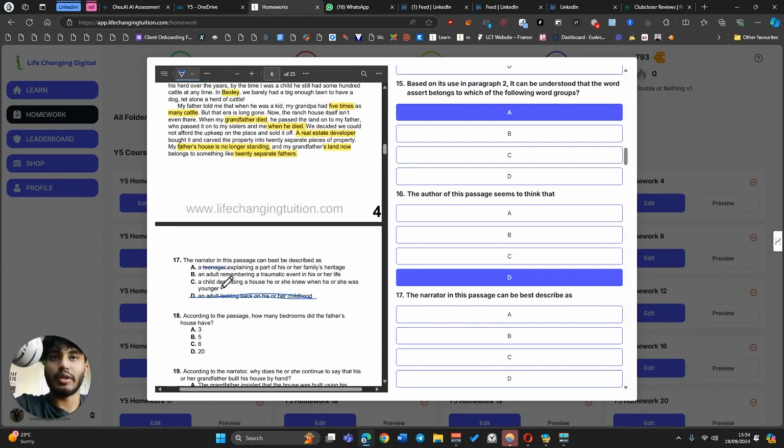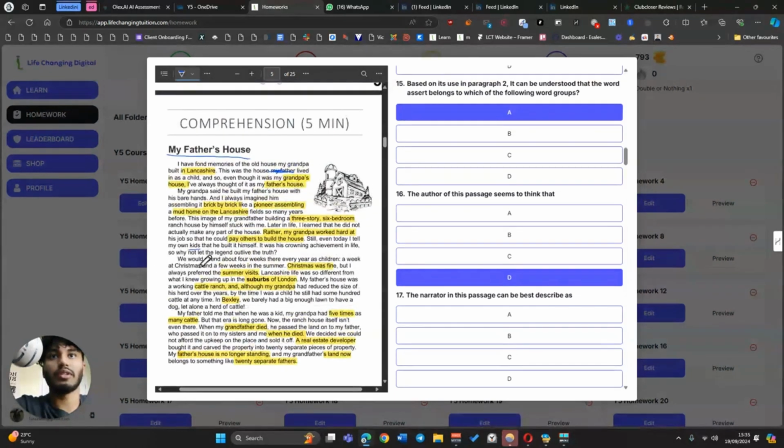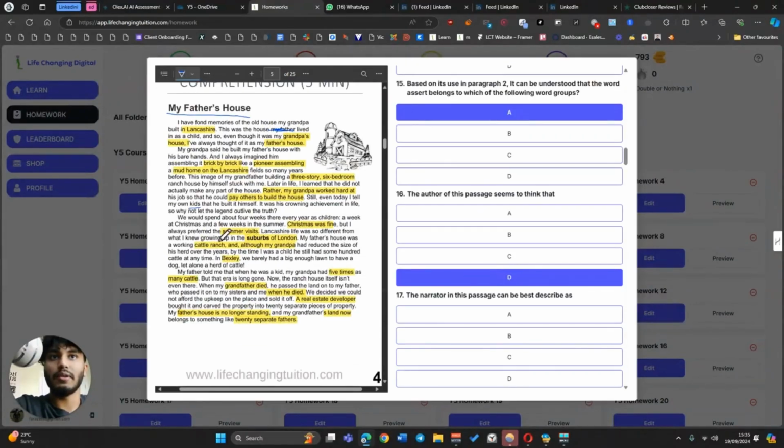And yeah, so what else have we got here? A child describing a house he or she knew when he or she was younger. So again, the narrator is not a child. An adult remembering a traumatic event. It's not this one either. So instead of crossing out D, I'm going to look back at D. We've got two options here that we can cancel out immediately. So teenager and child. The narrator is neither of these, because it says the narrator has his own kids, so he's likely an adult.